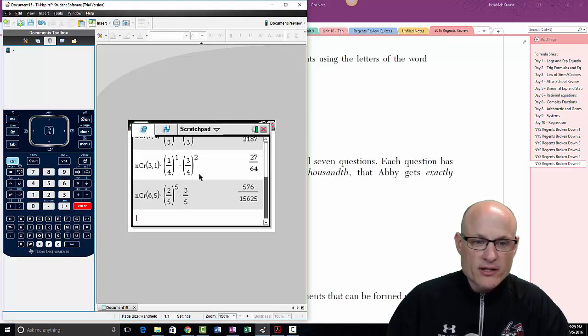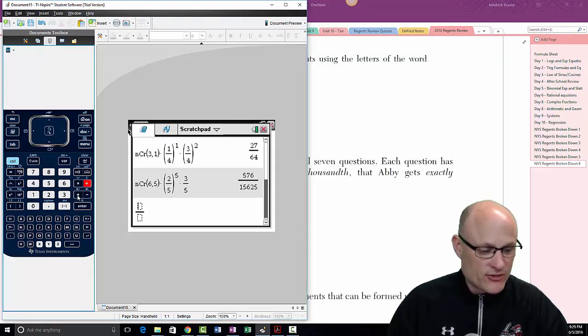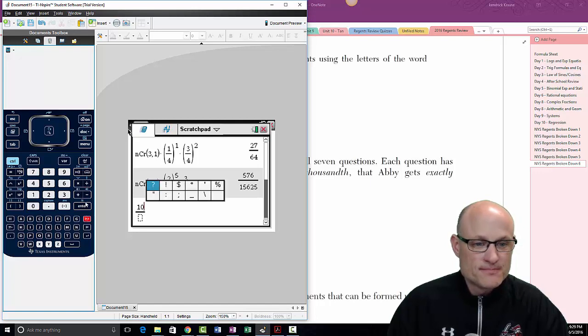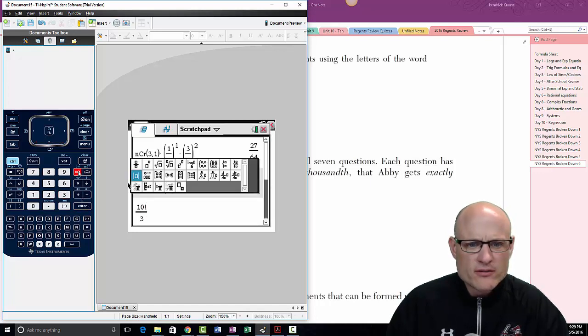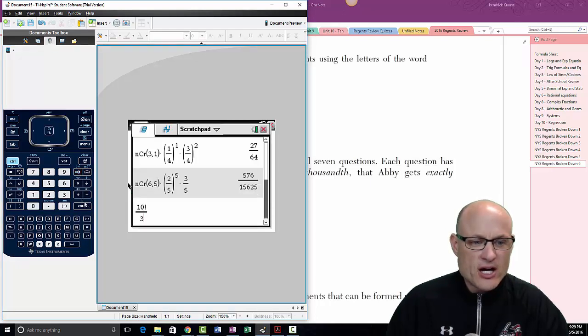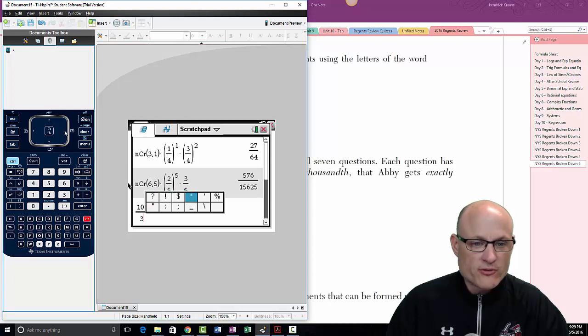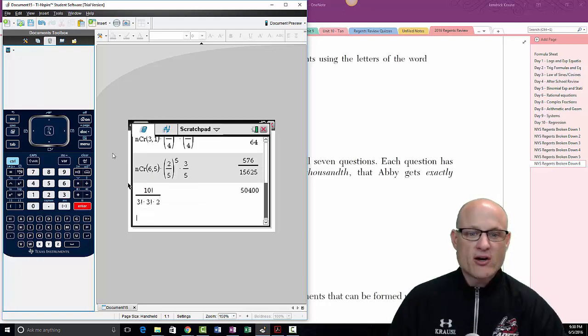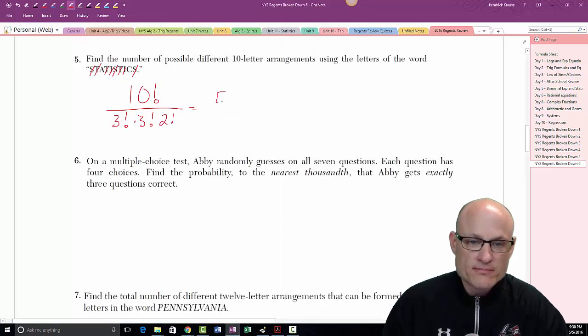All right, so I come over to my calculator. I start with a fraction, and I start with 10 factorial, all over 3 factorial. I oftentimes don't even put 3 factorial in because 3 factorial is just 6. 3 factorial times 3 factorial times 2. And our answer is 50,400.